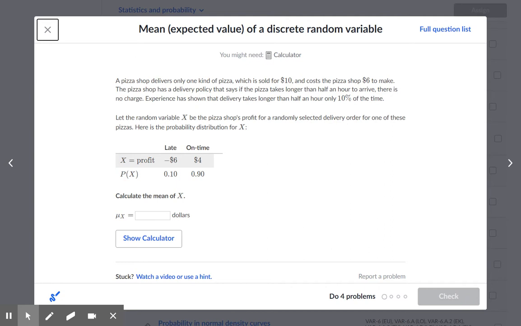Let the random variable x be the pizza shop profit for a randomly selected delivery order for one of these pizzas. Here is the probability distribution for x. So profit, if it's late, then the pizza is free, right? So no charge. So you actually lose $6 because you needed the $6 to make the pizza anyway. But if it's on time, then you make a profit of $4. The chance of being late is 10%, and so on time is 90%.